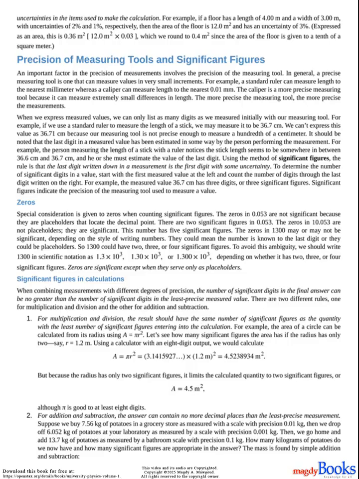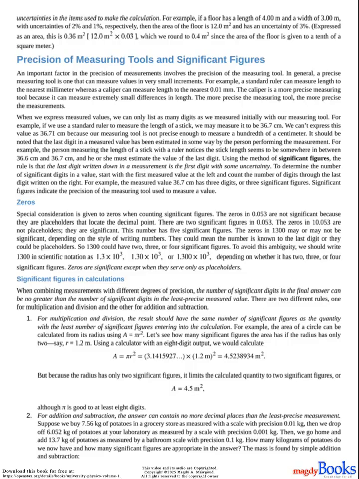When we express measured values, we can only list as many digits as we measured initially with our measuring tool. For example, if we use a standard ruler to measure the length of a stick, we may measure it to be 36.7 centimeter. We can't express this value as 36.71 centimeter because our measuring tool is not precise enough to measure 1/100th of a centimeter.